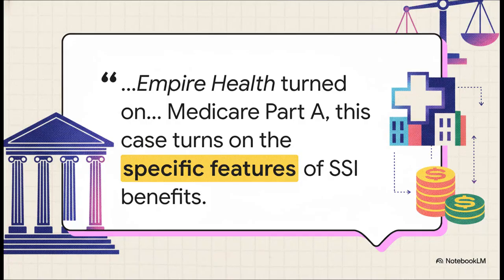And Justice Barrett spelled it out right there in the opinion. She said, look, we're not being inconsistent, we're just being very specific. The decision in Empire Health was all about how Medicare Part A works. This case is all about how SSI benefits work. What's true for one isn't automatically true for the other.